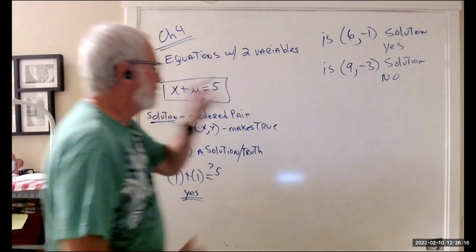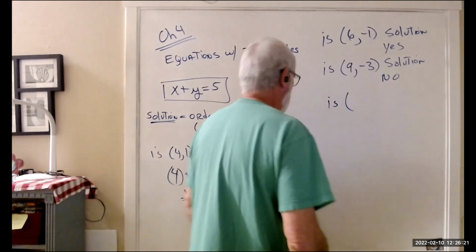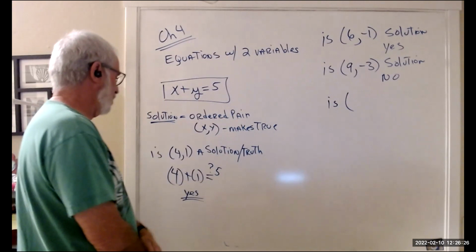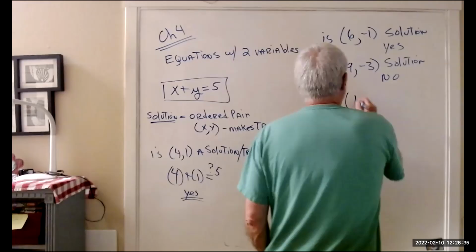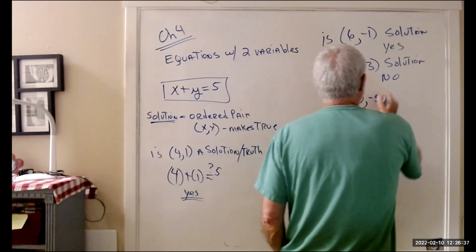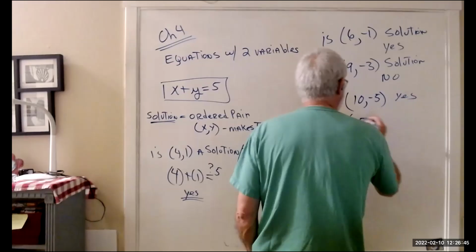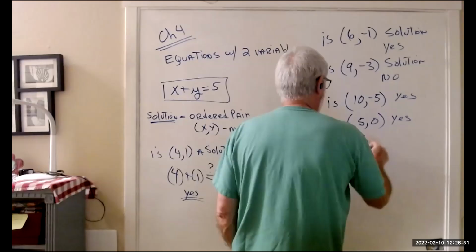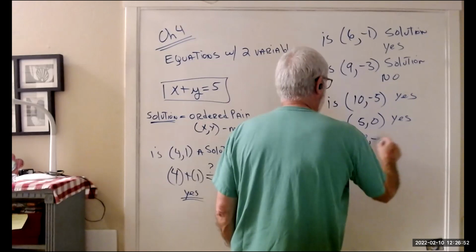Let's do one more. Can anybody come up with another solution? Can anybody come up with a solution that would work on this equation? 10, -5. Okay, 10, -5. That's a yes. Anybody else? Another one. 5, 0. Good. 5, 0. Anybody else? 8, -3. Okay, 8, -3. Yep. How about 0, 5?